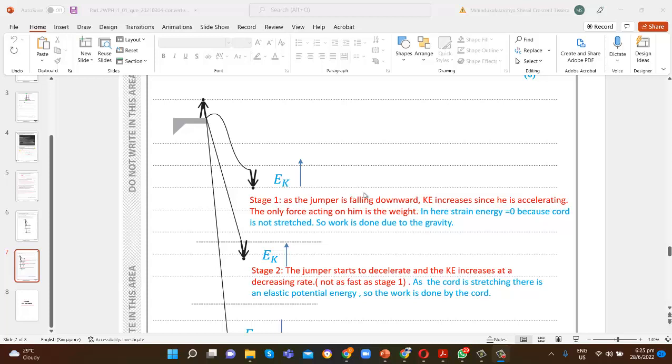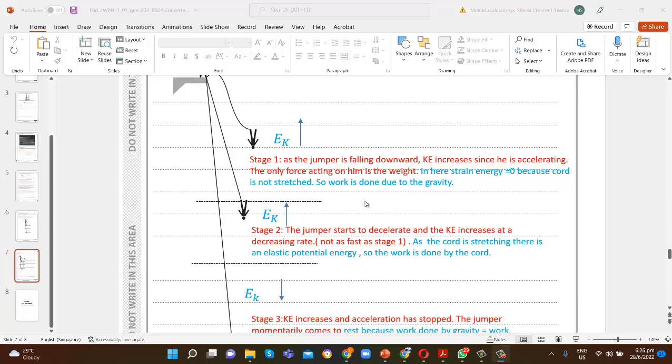So work is done due to gravity. Okay, when you go to stage 2, what's happening? The jumper starts to decelerate. And what happened to the kinetic energy? It increases at a decreasing rate. Remember, not as fast as stage 1. Okay, as the cord is stretching, there is an elastic potential energy now. So the work is done by the cord here.